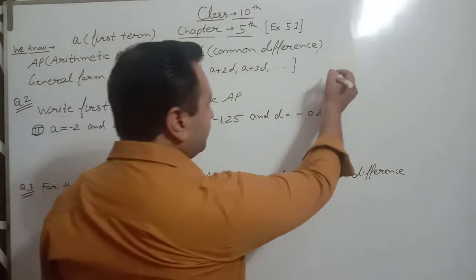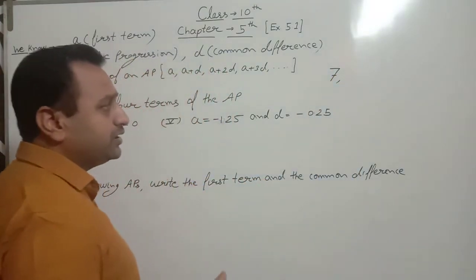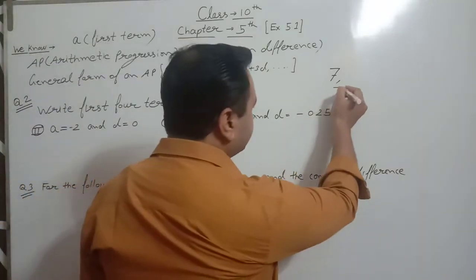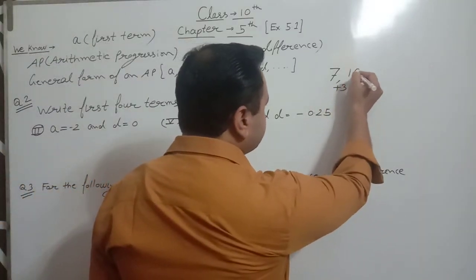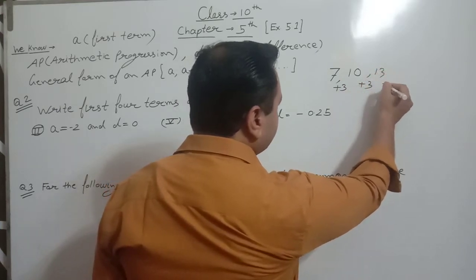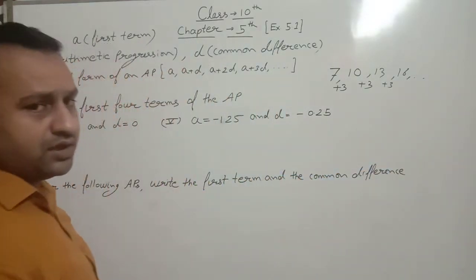For example, we write the first term 7. Then we add a fixed number to this term. Suppose we add 3. Then the next term is 10. Then again add 3, 13, 16 and so on. It is an AP.